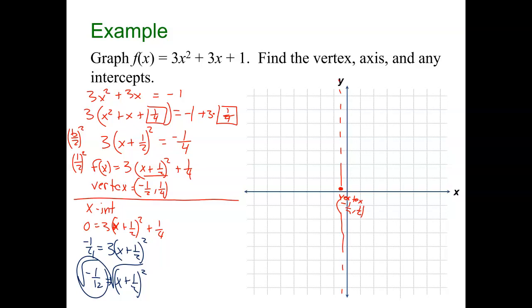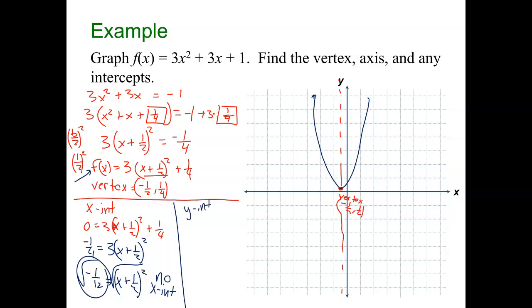Follow-up question. Looking at our equation in vertex form, what direction is our parabola going to open? Up. So if it goes up, where does it touch the x-axis? It doesn't. That is going to open up and it's already above the axis. No x-intercepts. It means that we have no x-intercepts. So now we go straight to our y-intercept.